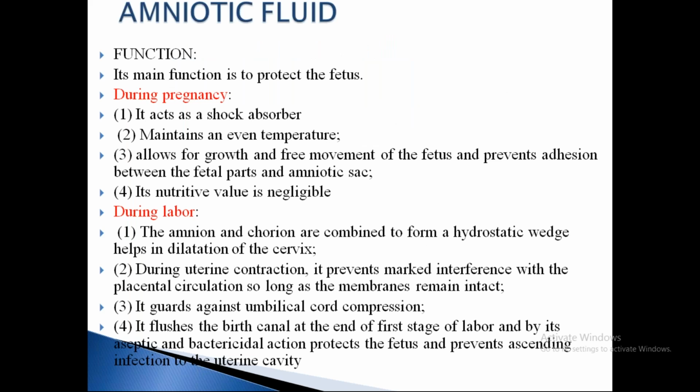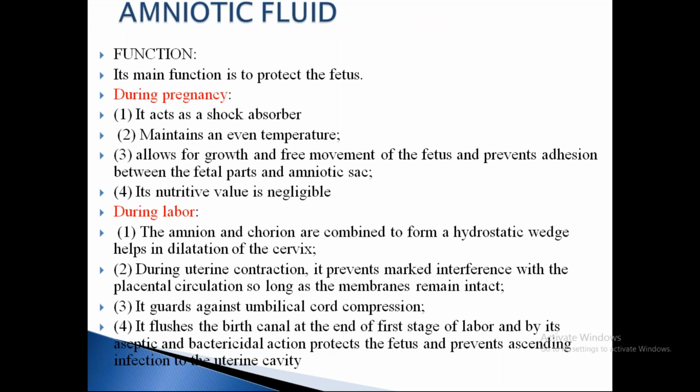And what does it do? The main function of this amniotic fluid is to protect the fetus. During pregnancy, it acts as a shock absorber and maintains an even temperature around the fetus. And not only that, it prevents adhesion and allows free movement to the fetus. But the nutritional value is very negligible. And during labor, it forms the wedge for the dilatation of the cervix along with amnion and chorion. And during contraction, it prevents marked interference with the placental circulation.